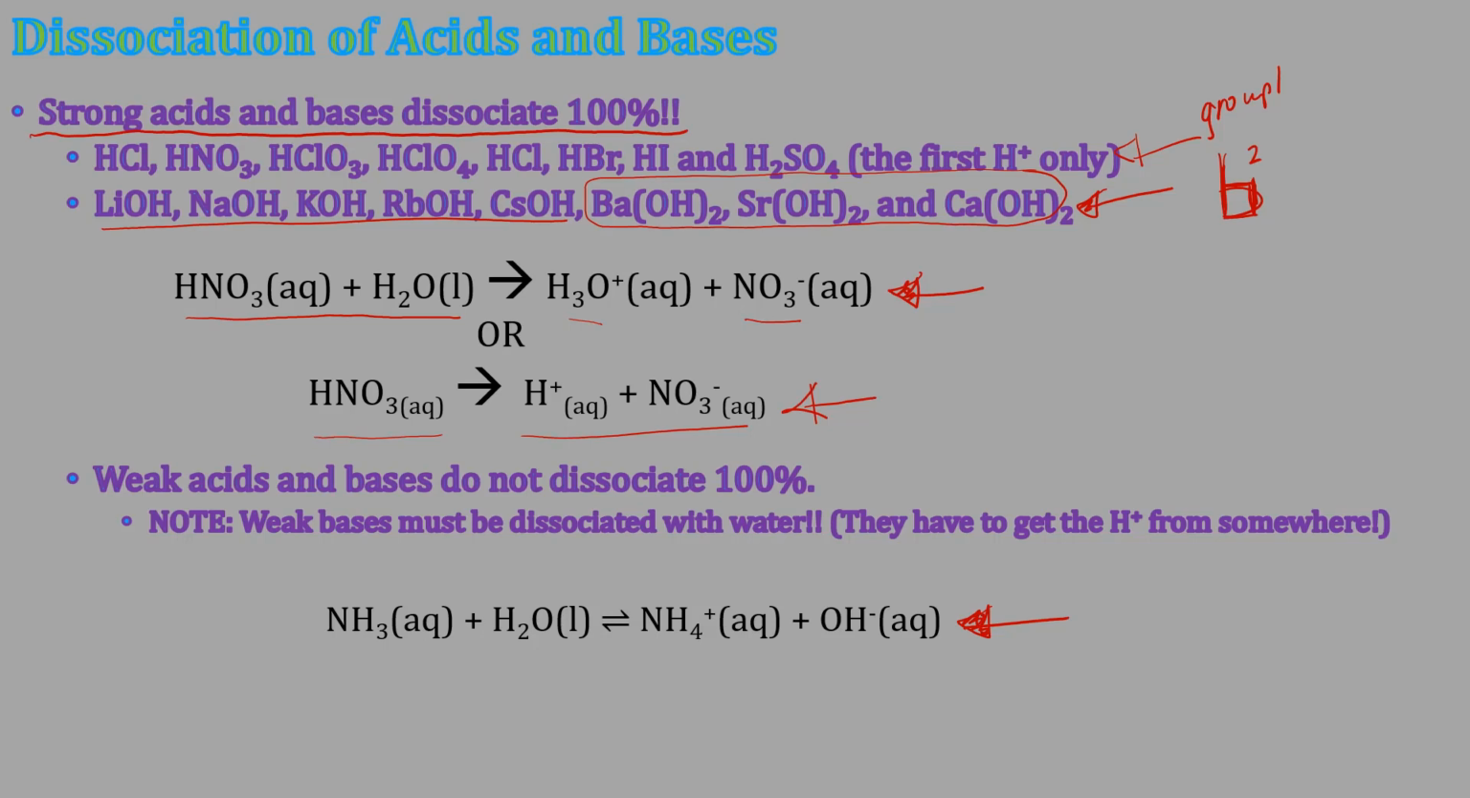Weak bases have to be dissociated with water, and weak acids and bases do not dissociate 100%. They exist in equilibrium. So not all of this will turn into this like it will up here. That changes how we have to find pH and other things. This is a really, really important concept, and that's why you have to know these. I tried to get you to start writing these reactions way back at the beginning of the year. If you didn't take the time to learn it then, you're going to have to learn it now.